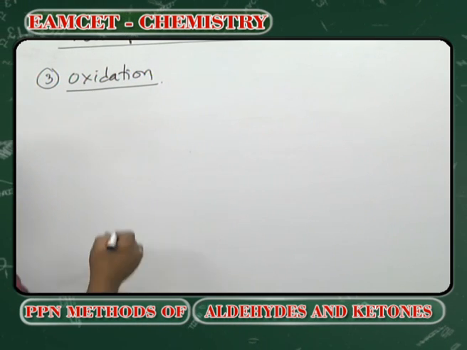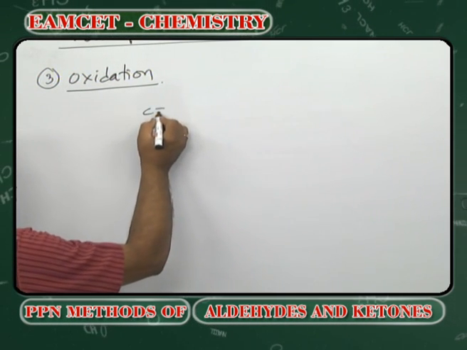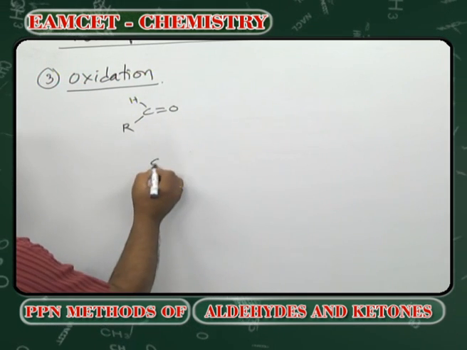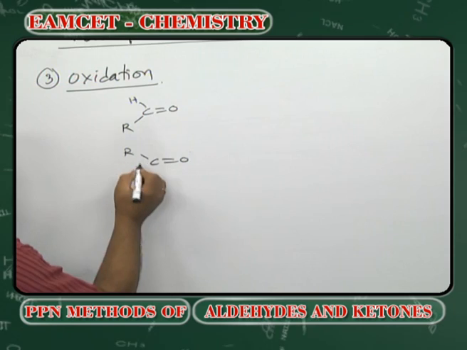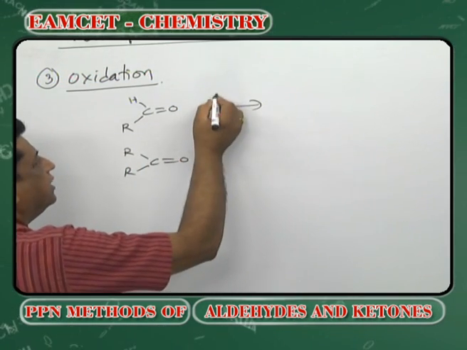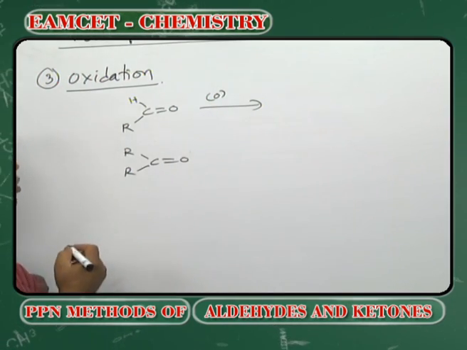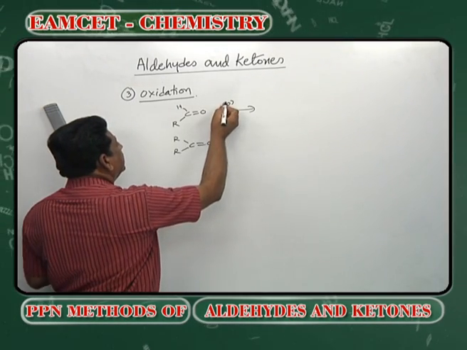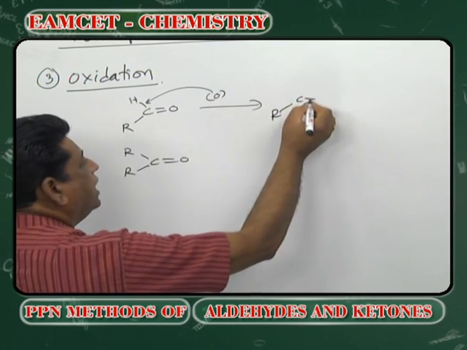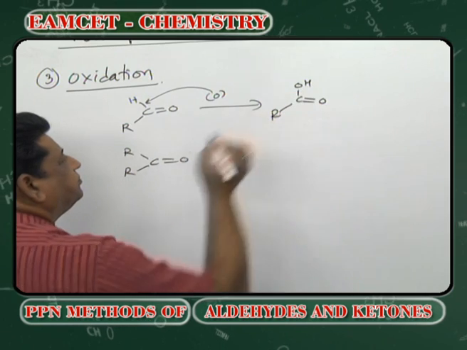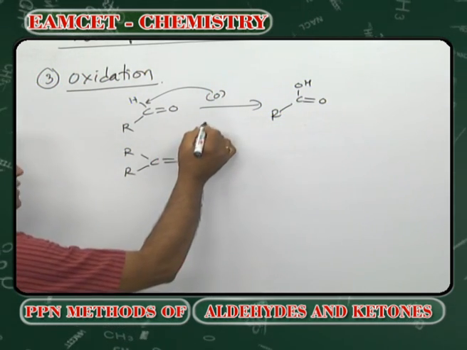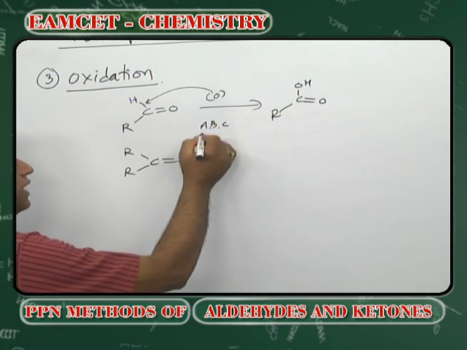Oxidation reactions. In oxidation, if you compare the aldehyde group and the ketone group, there are some differences. Take an aldehyde and a ketone, like acetaldehyde and acetone. With a mild oxidizing reagent, the nascent oxygen will insert and you will get the corresponding carboxylic acid. Isn't it?